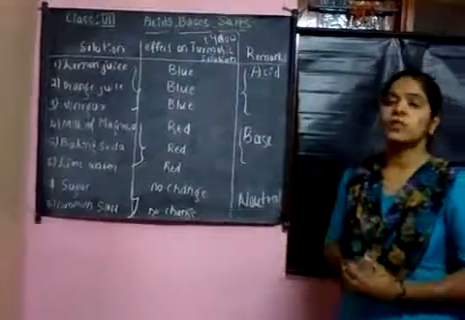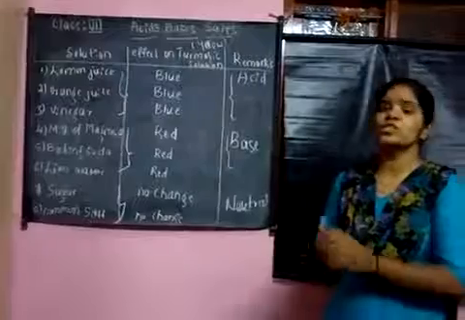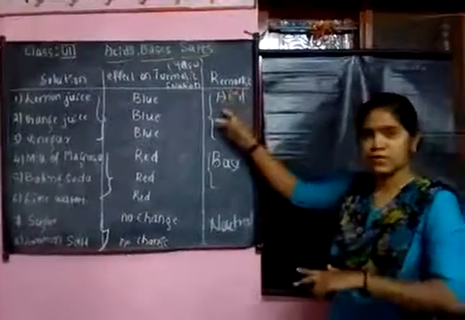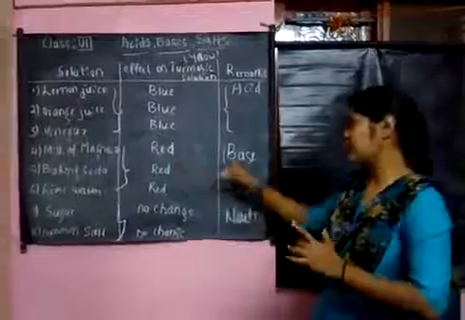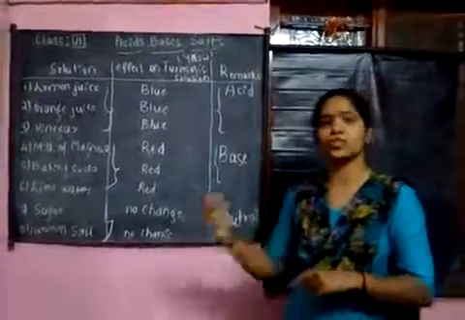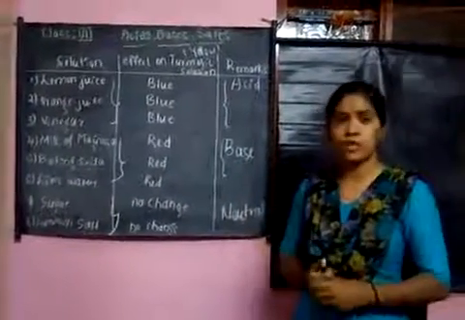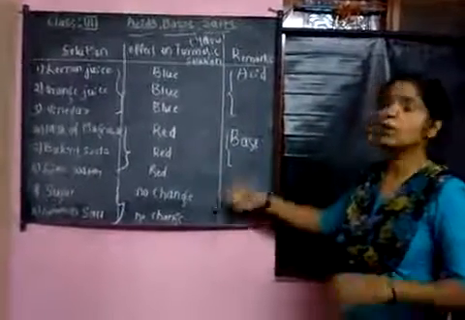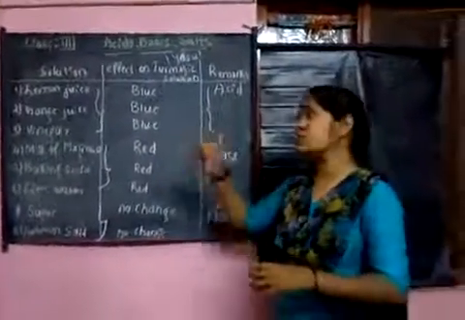So if the turmeric solution changes its color from yellow to blue, then it is an acid. Yellow to red, then it is a base. And if there is no change in the color of the turmeric solution, then we call it a neutral condition. So this is what we did particularly with the turmeric solution.